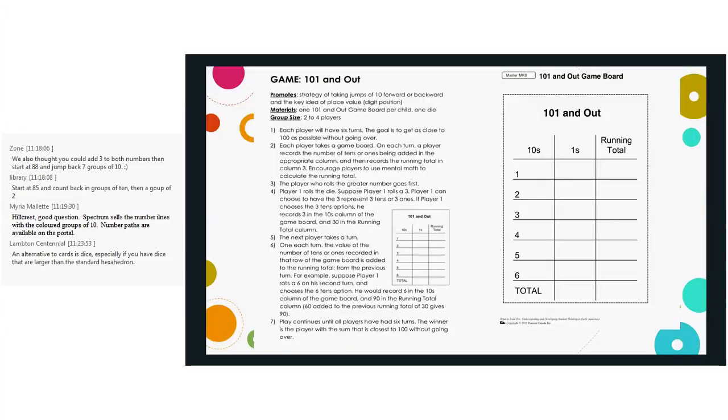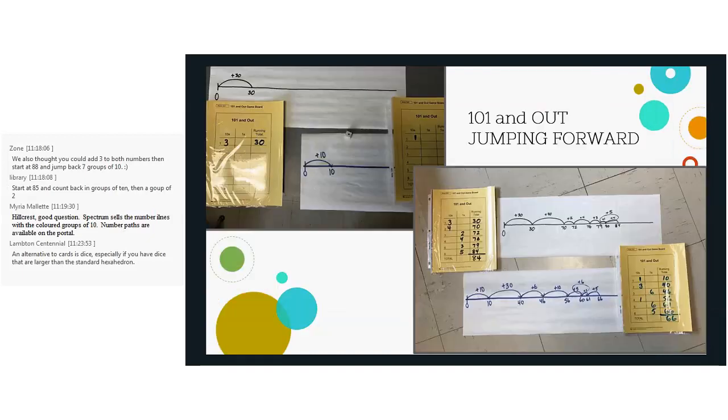This game, 101 and Out, can be found on pages 181 to 182 of the Alex Lawson book, What to Look for in Early Numeracy. The strategy students will use in this game is to take jumps of 10 forward or backward to reach a target number. The goal in this game is to get as close to a target number as possible without going over 100.